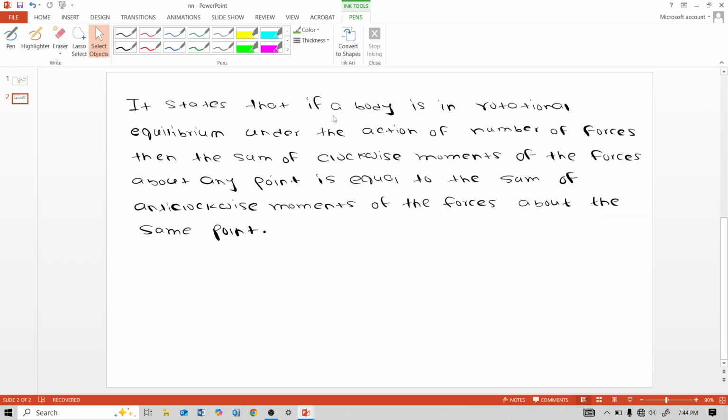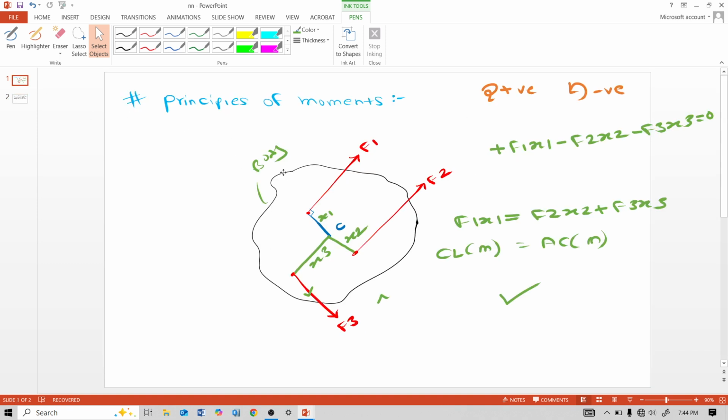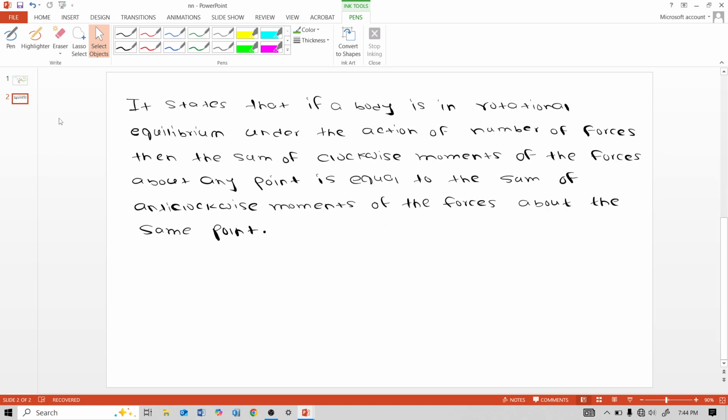So this is the principle of moments, and the definition is this. It states that if a body is in rotational equilibrium due to these three forces F1, F2, F3, rotational equilibrium, that means here rotation is 0, because all these F1, F2, F3 moments are counterbalancing, summation of moments is 0 under the action of a number of forces, that means those F1, F2, F3.